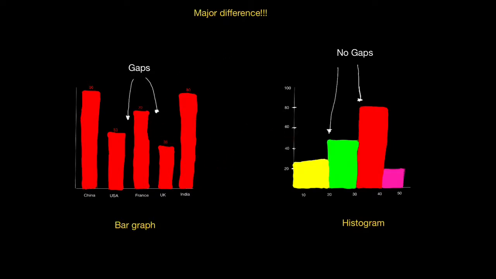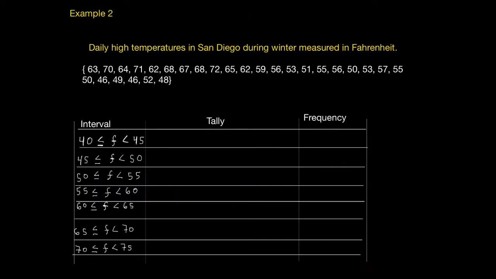So let's take a look at a histogram example here. And let's look at example 2. Daily high temperatures in San Diego during winter, measured in Fahrenheit. So we have a bunch of data, and now we have to sort it out here. Now here we actually already have the bins for us. We have 1, 2, 3, 4, 5, 6.